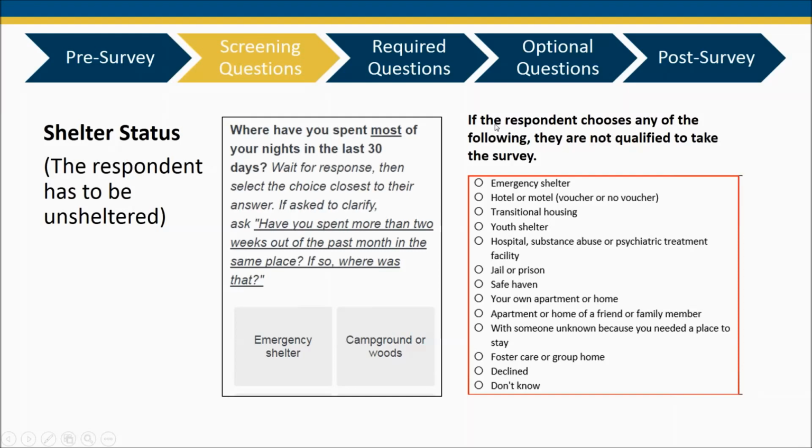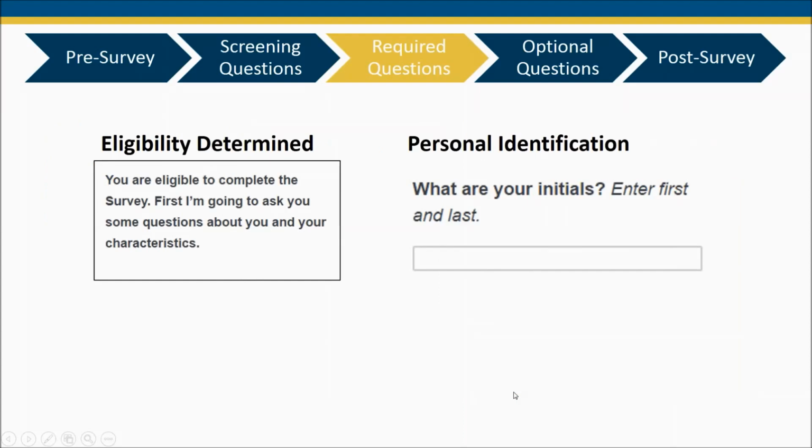Youth are not eligible if they select any of the responses that are in this red box. If we get this far, we know that eligibility has been determined. First, you want to ask the initials of the respondent.